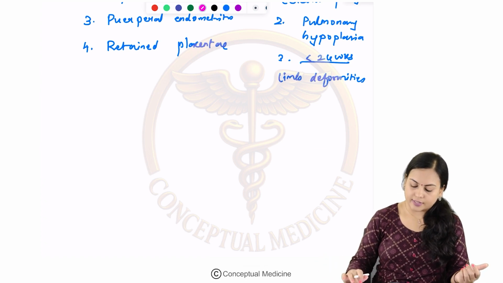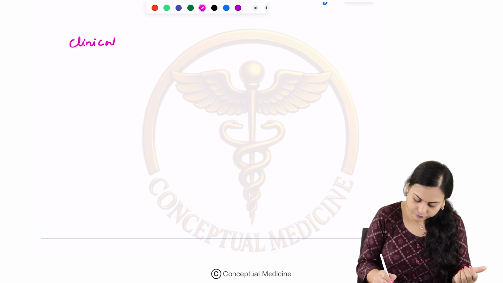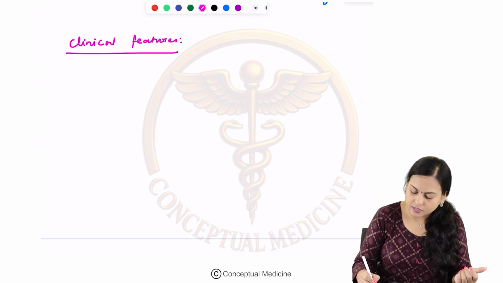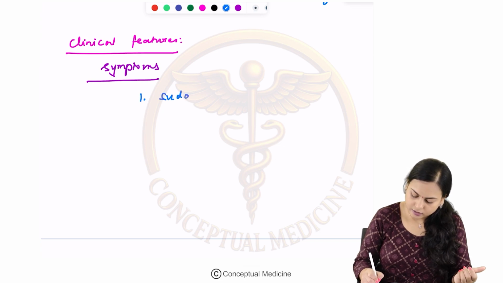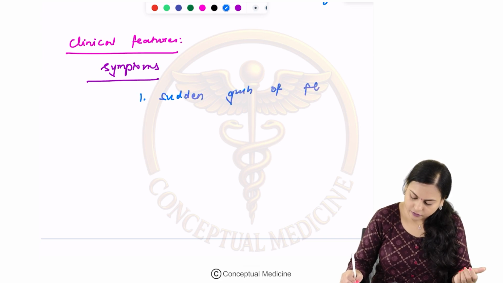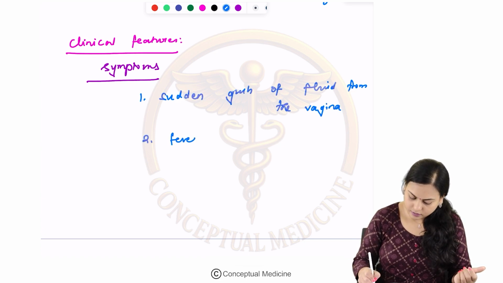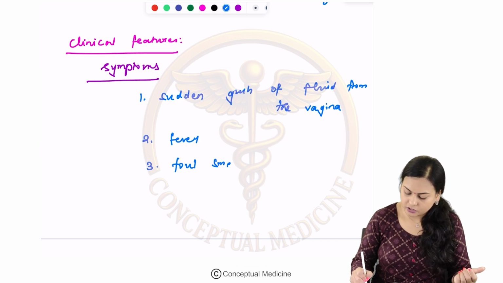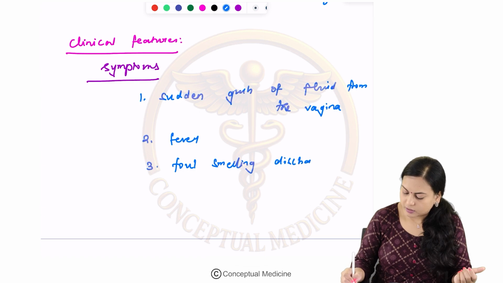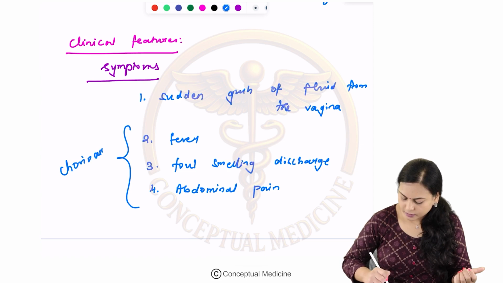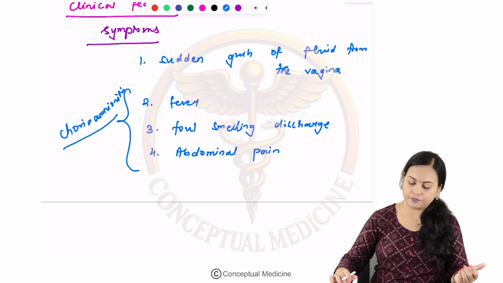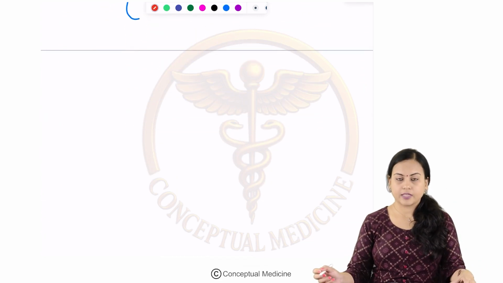So, we will see what the clinical features are now. Symptoms: the patient may complain of a sudden gush of fluid from the vagina. There can be fever or foul smelling discharge, and there can be abdominal pain also. These are mostly linked with chorioamnionitis. Clear?